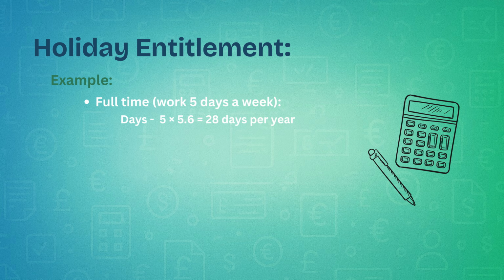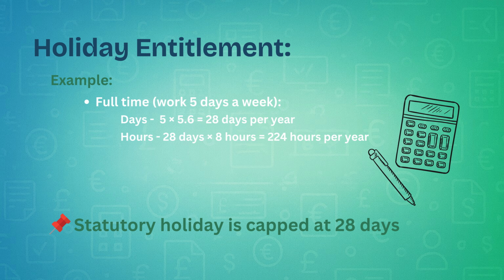If you prefer to work it out in hours, just multiply your holiday days by your daily hours. So if you work 8 hours a day, then 28 days times 8 hours equals 224 hours a year. Easy, right? Now, one important thing to remember, statutory paid holiday is capped at 28 days. So even if you work 6 days a week, you're still only entitled to 28 days of paid holiday under the law. The same rule applies to part-time workers.